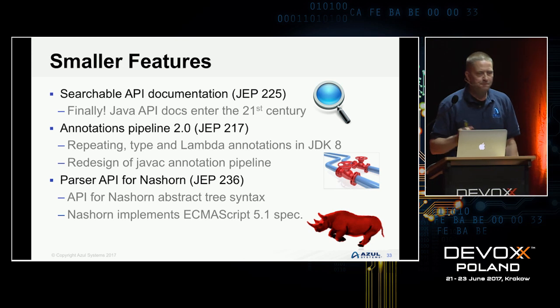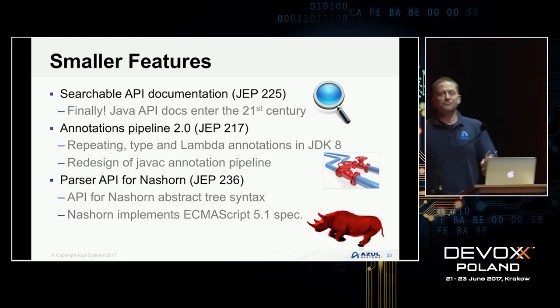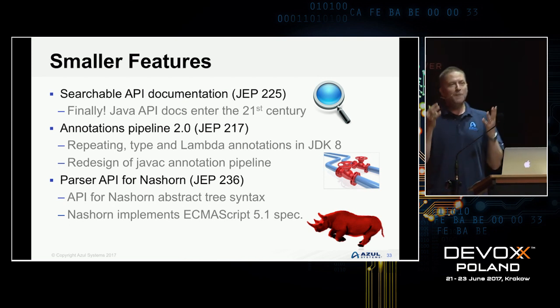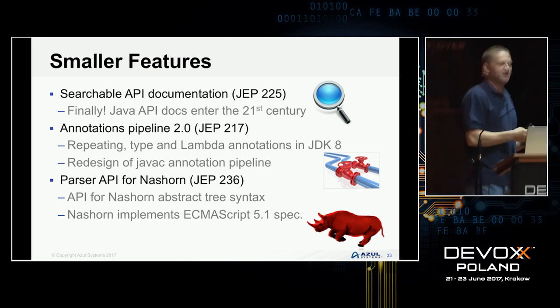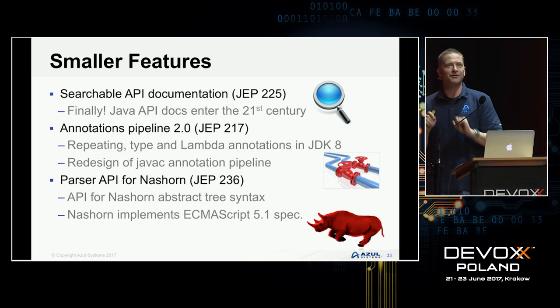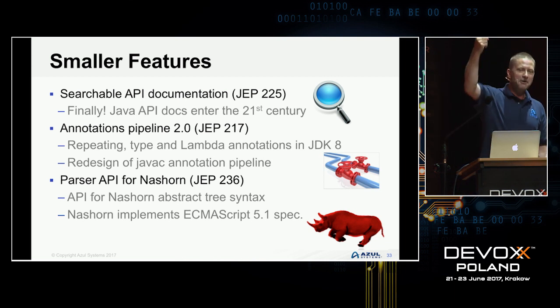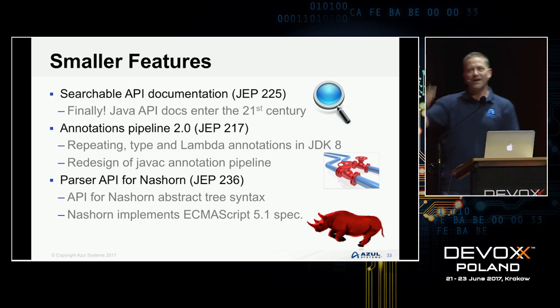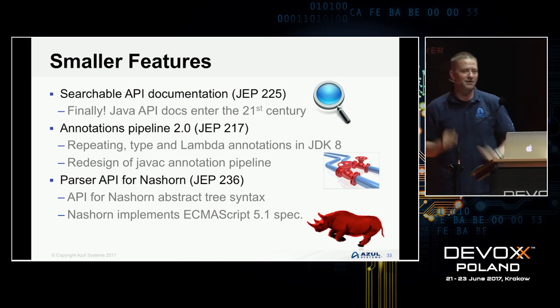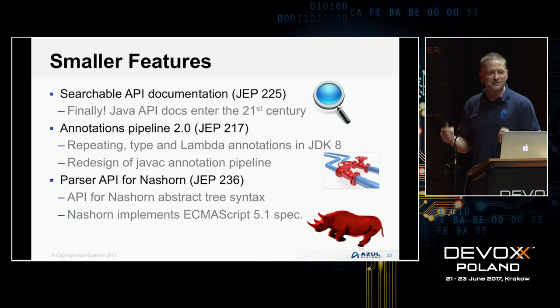Smaller features. Searchable API documentation. I have to say, this is without a doubt my most favorite feature of JDK 9. The fact that the Javadocs now have a little search box, and you can type in the name of the class or the method that you're looking for, and you can go straight to it. You don't have to scroll down through this list of 4,000 classes. You can just go straight to where you need to go. Fantastic. 22 years and we've found the search box.